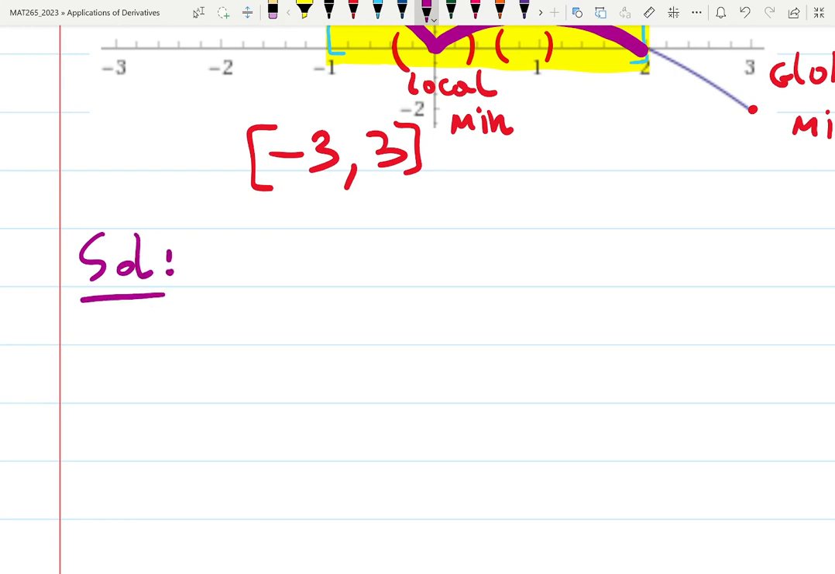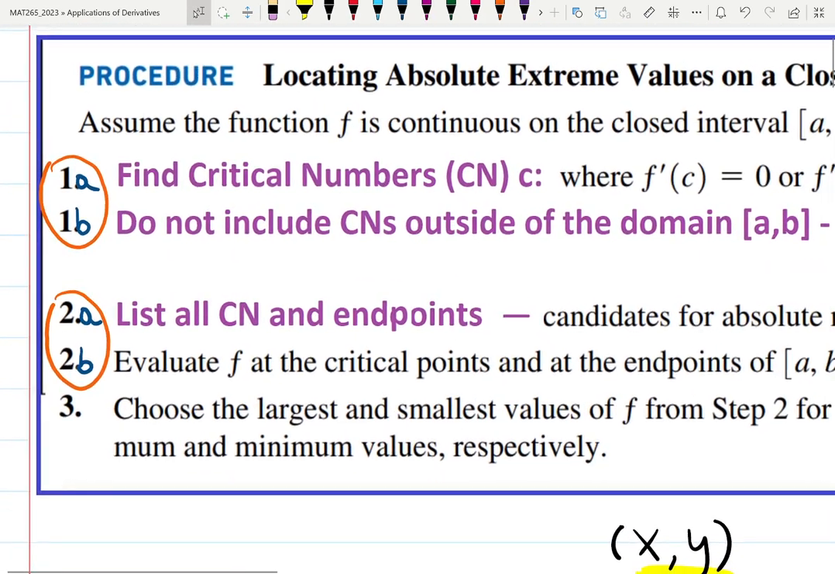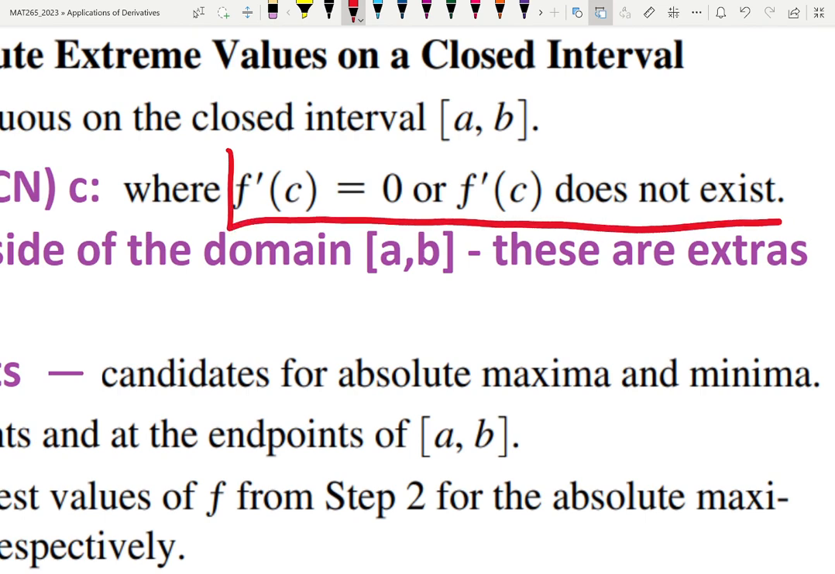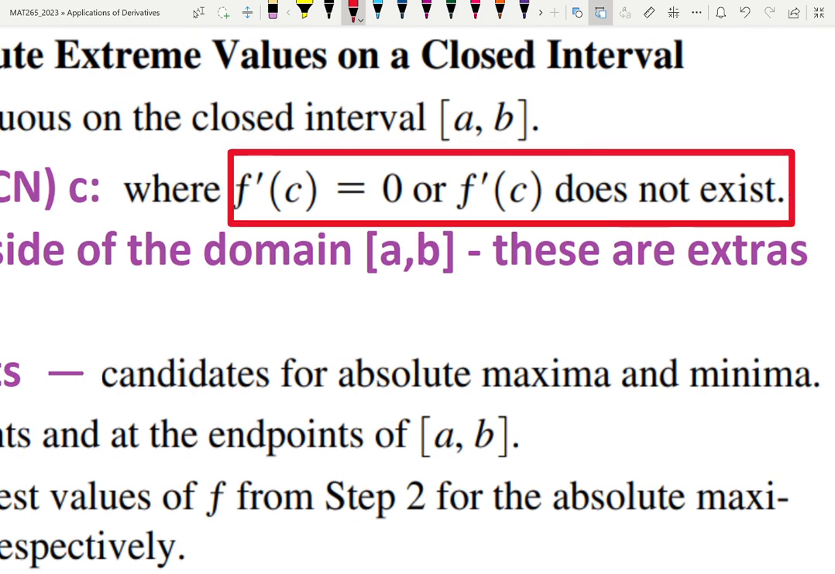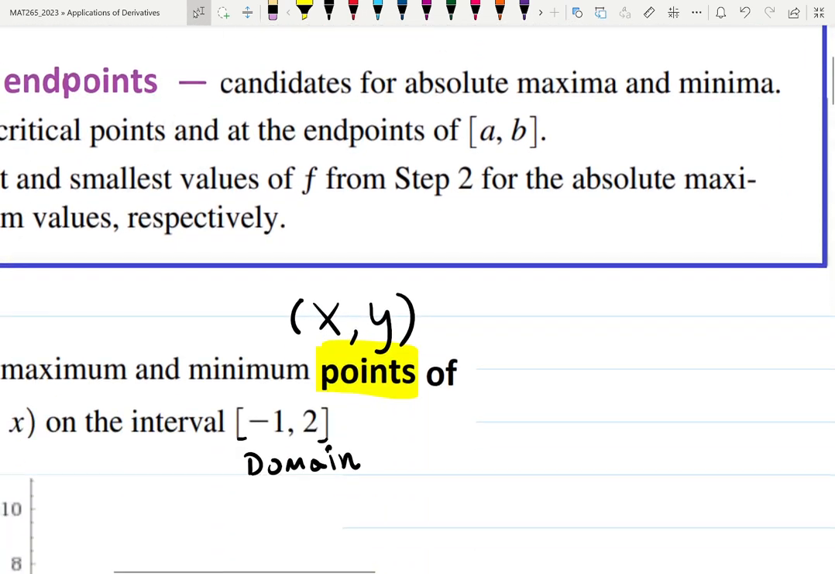So my steps say 1A, find critical points. Critical points, critical numbers, critical values, whatever the book says. I call them CNs, CVs. Find the critical points. Last time we covered the definition. That's going to be the most important definition for you, and in Calculus 3 again. Critical points come from the derivative, when the derivative is 0 or does not exist.